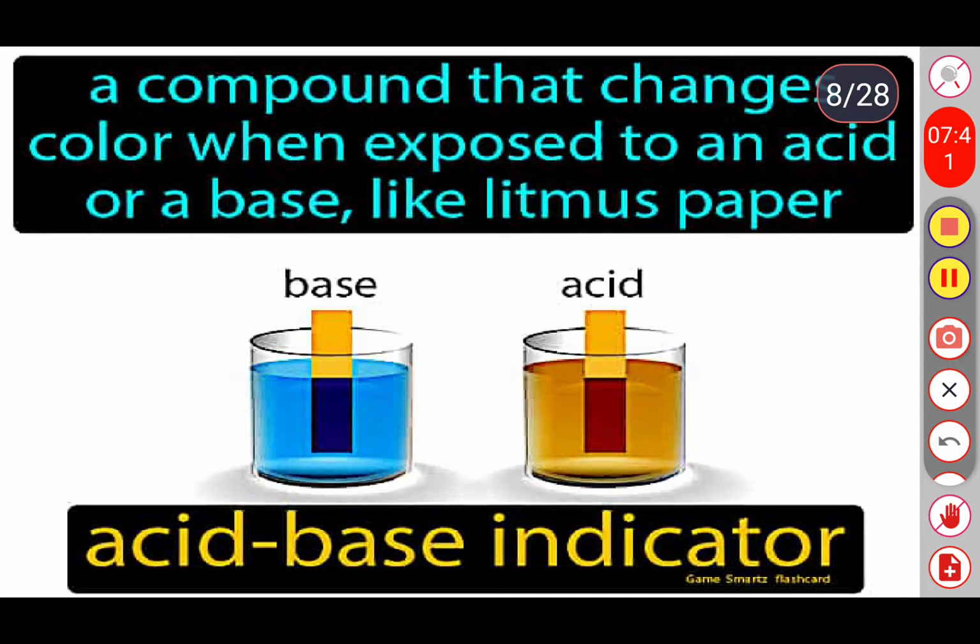So an indicator is a compound that changes color when exposed to an acid or base, like litmus paper. Indicators are the substances or compounds which can indicate whether a solution is acidic or basic, and we can easily identify these solutions with the help of different kinds of indicators. We use different kinds of litmus papers, as well as methyl orange or phenolphthalein, red litmus paper or blue litmus paper.